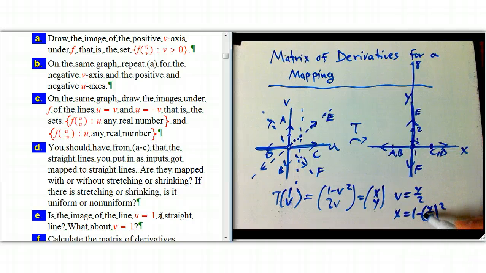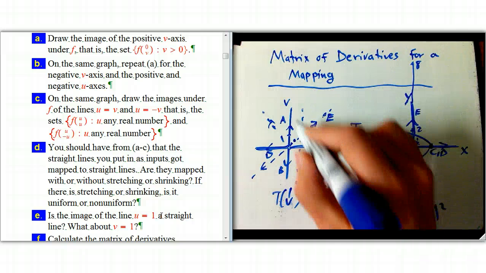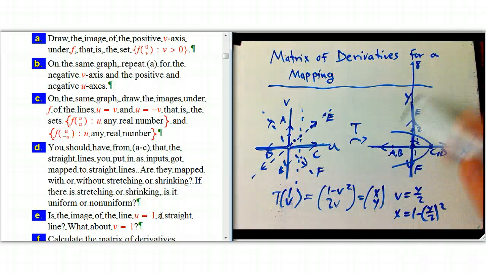And then it's going leftward. It's a negative and it's a y squared. So it's something like this. That's definitely not a straight line. And we could draw lots more of those curves, and that would give us an even better idea of what the transformation is. But I don't want to take the time to do that.